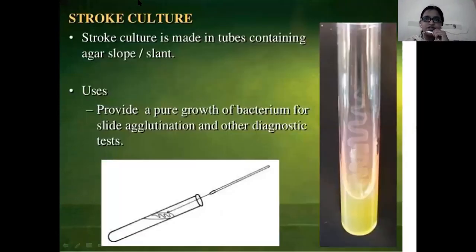And stroke culture, it is made in tubes containing agar slope or slant. Agar slope, we know if we pour this agar in a slanting condition, it is called as agar slant or agar slope. Here, after isolation of pure culture, usually it is stored by keeping it in a slant. And this provides a pure culture for slide agglutination or other diagnostic tests.